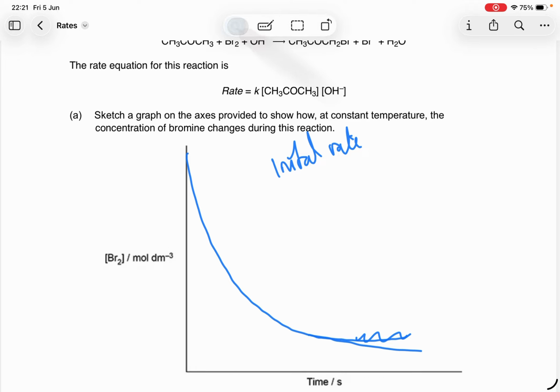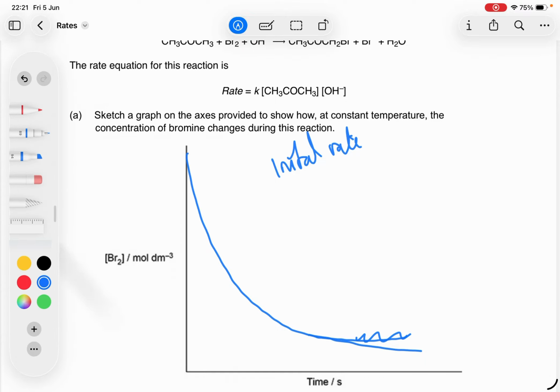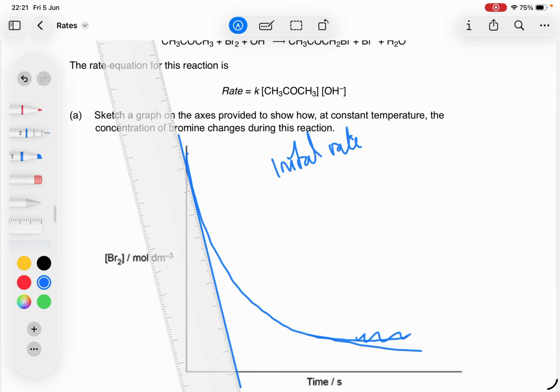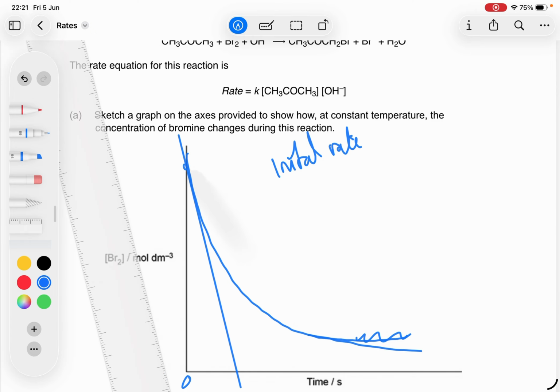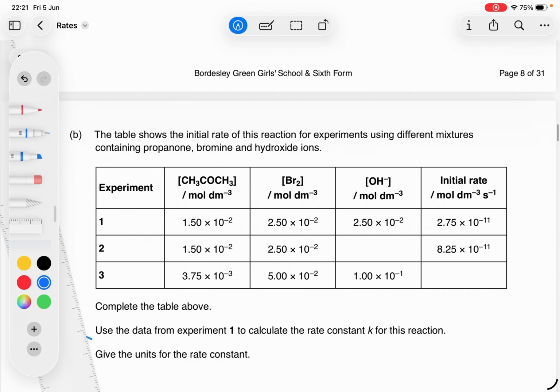If you have a concentration against time graph, to work out the initial rate, you just need to draw a gradient at 0, a tangent, sorry, and then you just work out the gradient of that line, and that will help you to work out the rate.